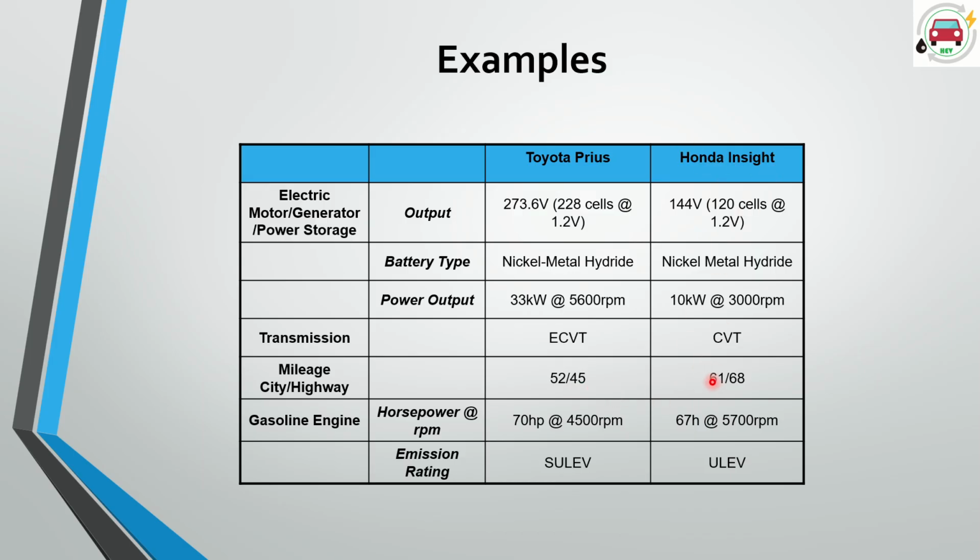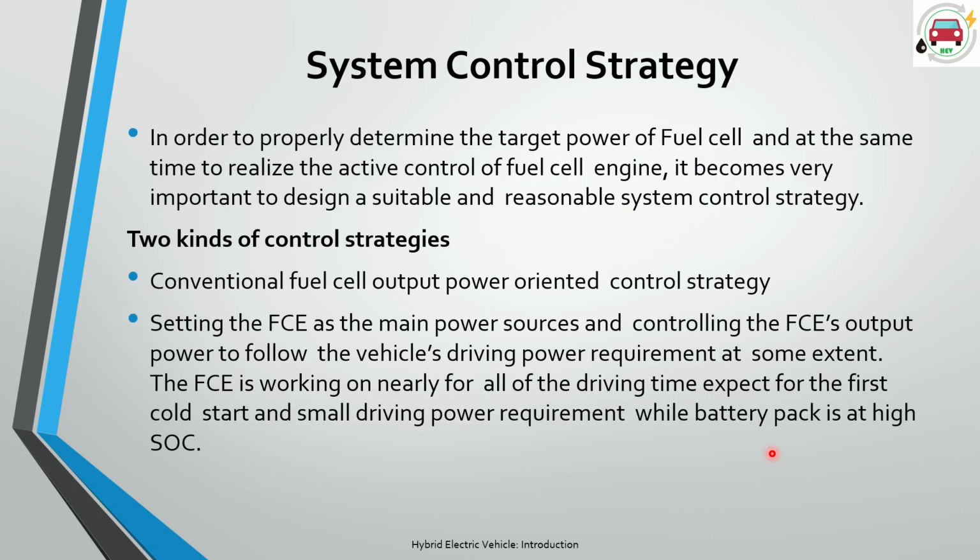45, and Honda is giving 61, 68. So as the gasoline engine is there, it is having 70 hp power, but it is giving us output as 45 hp, and it is at 4500 rpm, and the Honda Insight engine is having 67 hp at 5700 rpm, right? So emission rating, we don't have any issue with that one.